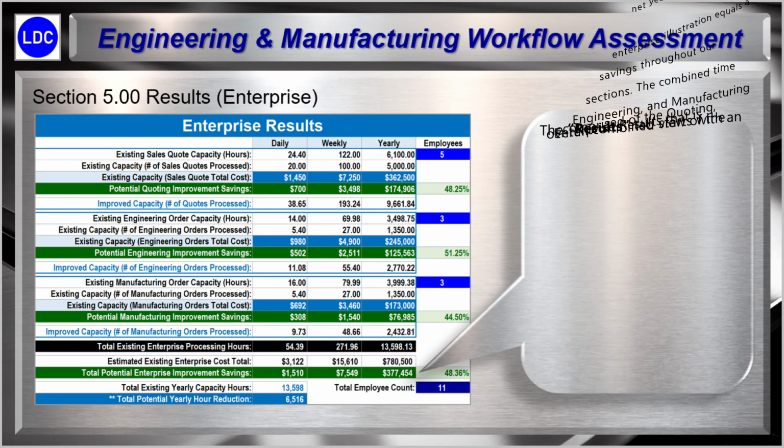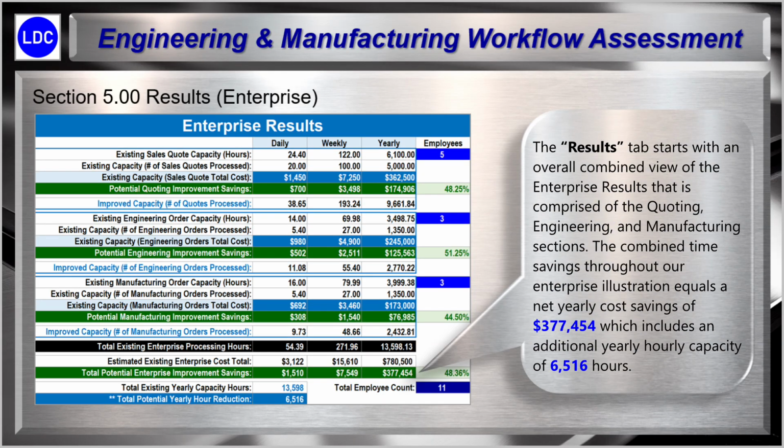The Results tab starts with an overall combined view of the enterprise results that is comprised of the quoting, engineering, and manufacturing sections. The combined time savings throughout our enterprise illustration equals a net yearly cost savings of $377,454, which includes an additional yearly hourly capacity of 6,516 hours.